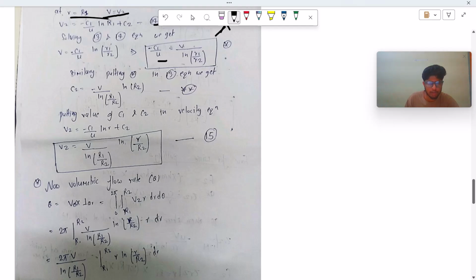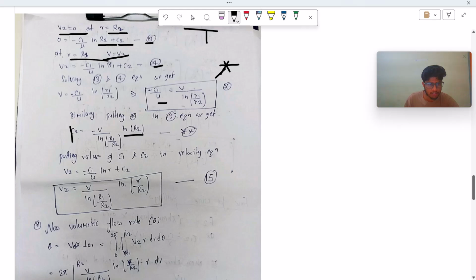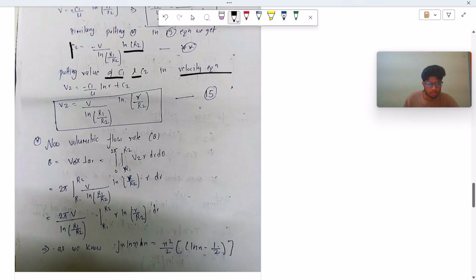Similarly, putting this value in now the 13th equation, we get the value of c2, that is equal to minus b upon ln r1 by r2 into ln r2. And when we put the values of c1 and c2 in the velocity equation, we get the proper equation of velocity, that is vz equal to b upon ln r1 by r2 into ln r by r2. So we get the velocity equation that they want from our question.